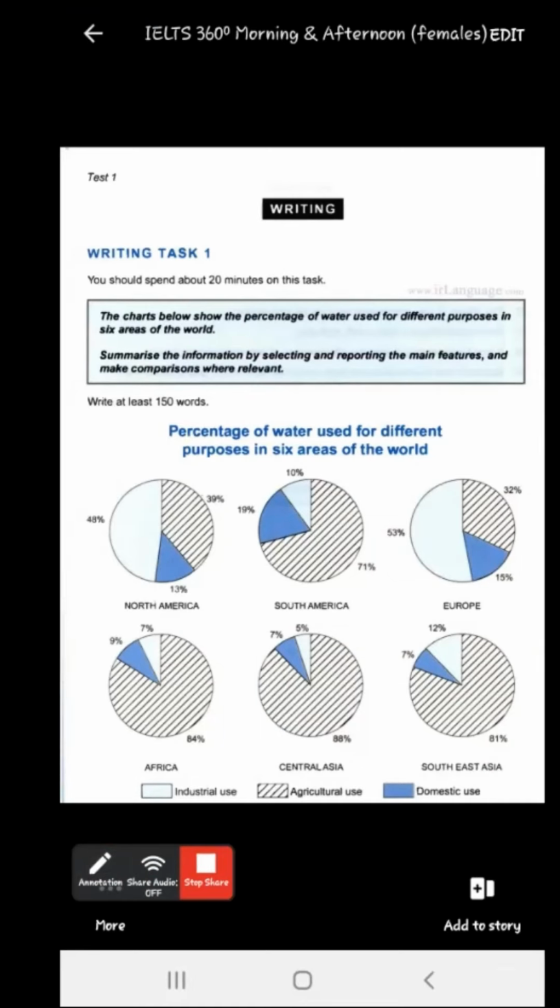Because you're not an IELTS student. You're just here to improve your English. So yours is different.